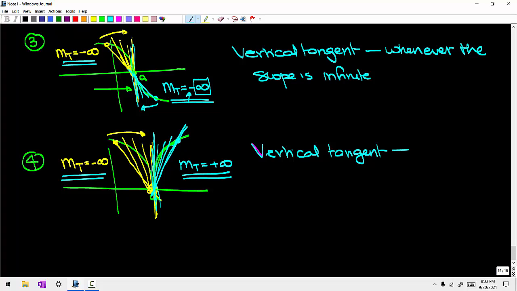Whenever that happens, this vertical tangent is called a cusp. So a cusp is just a special case of a vertical tangent where the two infinites are not the same. If the two infinites are the same, then we just call it a vertical tangent and leave it like that. But if the two infinites are not the same, then we call that vertical tangent a cusp. All right, so let's take a look at an example of that.